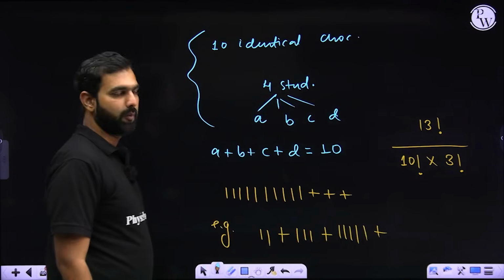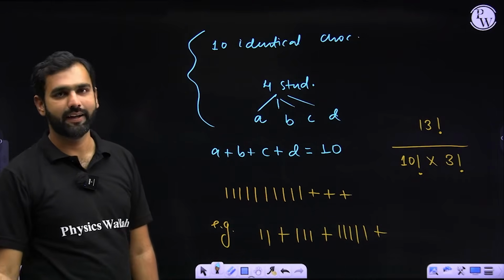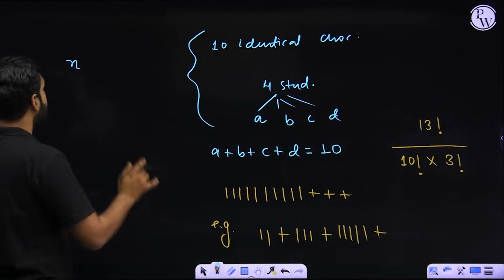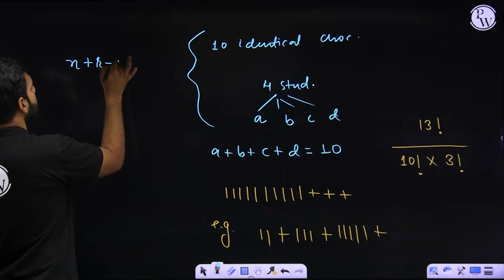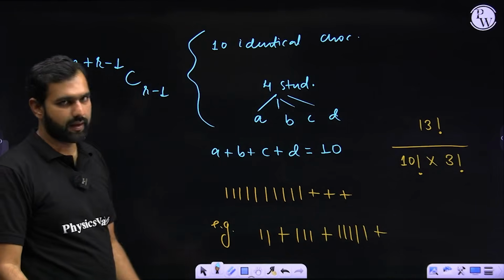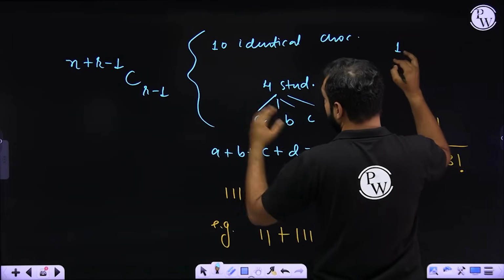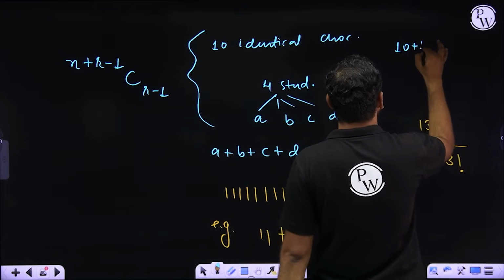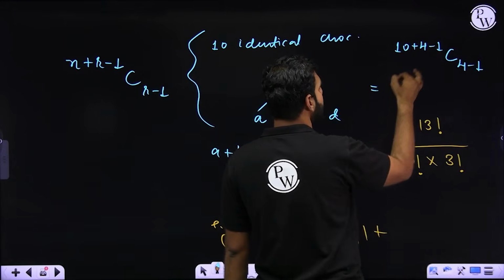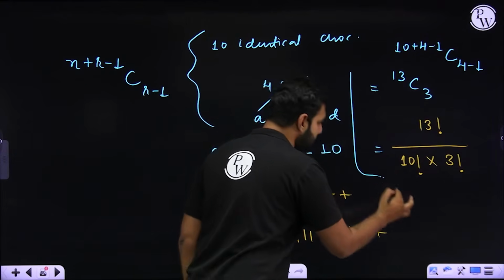What was the problem? I was supposed to distribute 10 identical chocolates. So let's say n identical objects are to be distributed among 4 students. Let's say the number of people is R. So nCR minus 1, that is (n+R-1)C(R-1), will be the answer. If you apply this formula, what does it say? N plus R minus 1, so 10 plus 4 minus 1, C4 minus 1. That is 13C3. And I hope you can see this is nothing but 13C3 only.